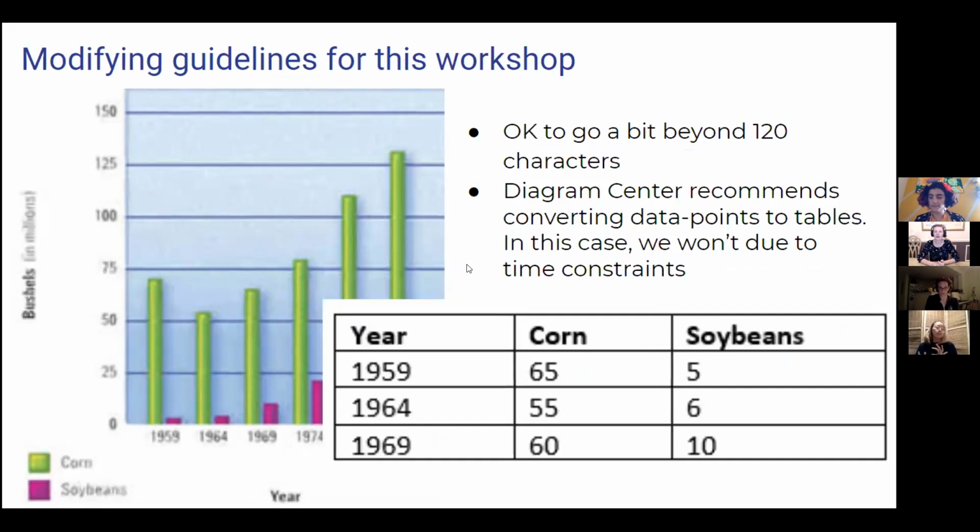However, we'll be modifying some of the guidelines for this workshop. And by the way, the slides and the examples from the Diagram Center will be in our agenda and our PR. So for this workshop, it's okay to go beyond 120 characters. The guideline is to keep it within 120 characters, which is for brevity. But it takes a lot of practice to be detailed, but also succinct in less space than a Twitter tweet. So putting any alt text is better than no alt text.